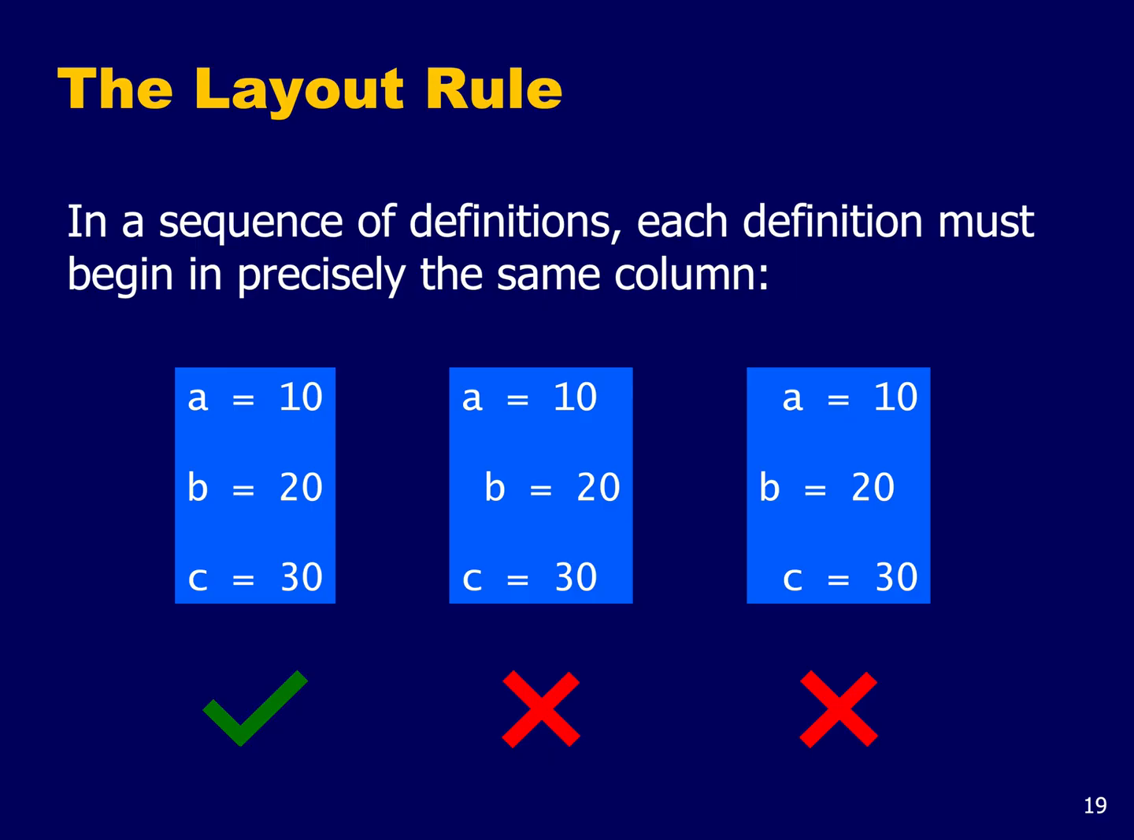So here are 3 examples to explain this. In the first example, which has got the big green tick, the definitions for a, b, and c are all lined up in the same column. The a, b, and c begin exactly at the edge of the blue box, so that's fine. The second one is wrong because I've accidentally put an extra space before the b, so that would be rejected as invalid. And the third one is wrong because I've put an extra space before the a and the c. So simple rule, when you have definitions at the same level in a sequence, they all must begin in precisely the same column.